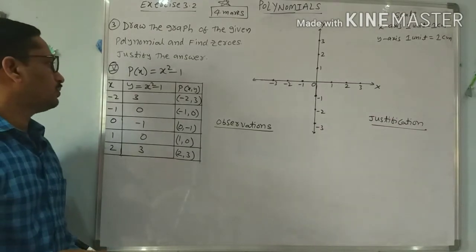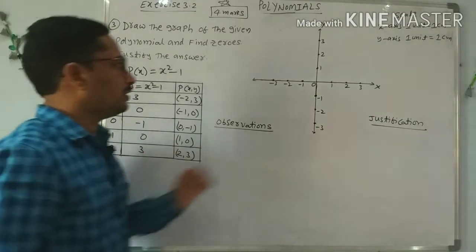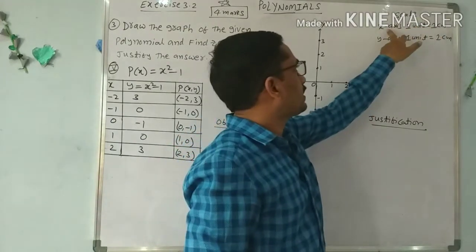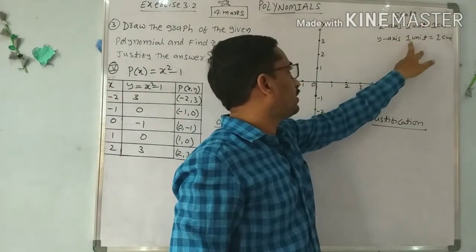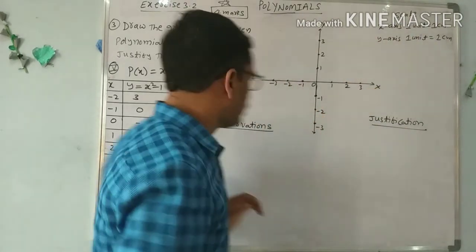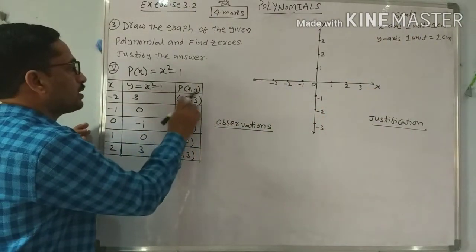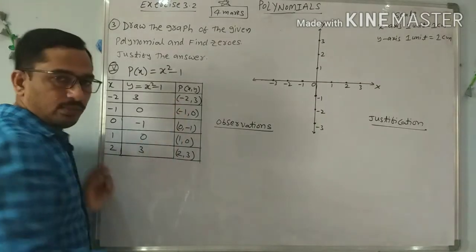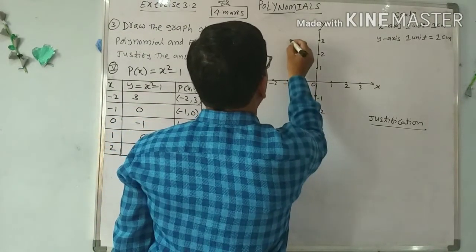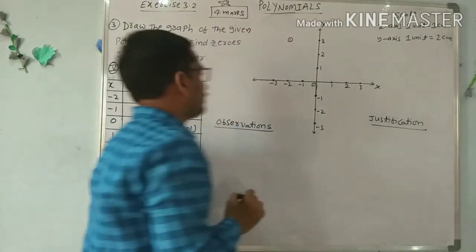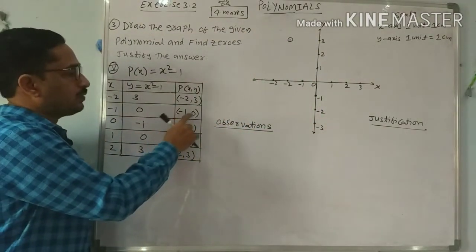Now the graph. So we have to plot the points in the graph. See here the graph, the scale: on the x axis 1 unit equal to 1 centimeter and on the y axis also 1 unit equal to 1 centimeter. Now plot the points. The first point minus 2 comma 3. X coordinate value minus 2, y coordinate value 3. So x equal to minus 2, y equal to 3. So this is our first point.